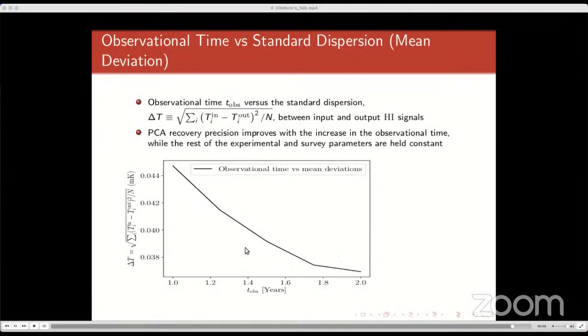We also checked how the precision of PCA, that is the neutral hydrogen signal recovery, varies with observational time, and I find that if we increase the observational time, PCA recovery precision is likely to increase. Similarly, if we decrease the survey area.